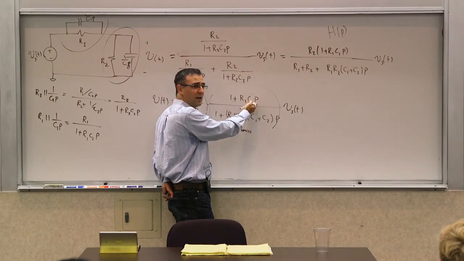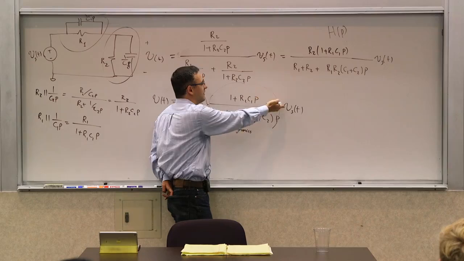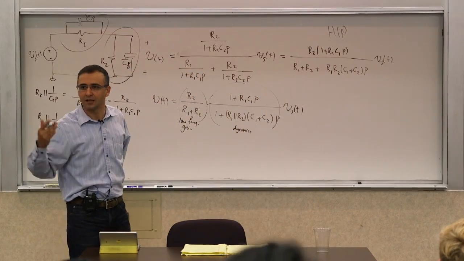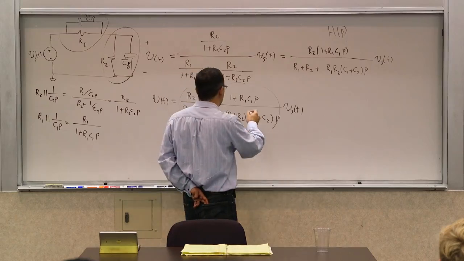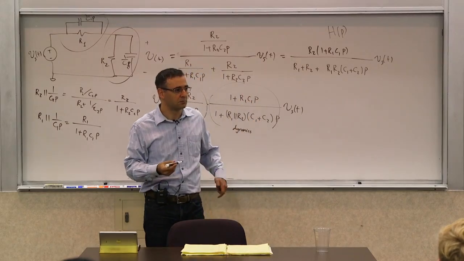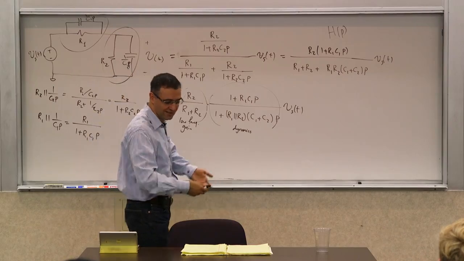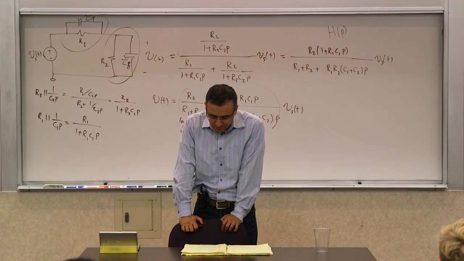This is just a derivative, right? It's 1 plus this times the derivative of that. So it would be a step plus an impulse, for example, in that case. Scaled, the impulse scaled by R1C1. Right? So you should be able to handle it. I mean, of course, once you do more examples, this becomes more natural to you.